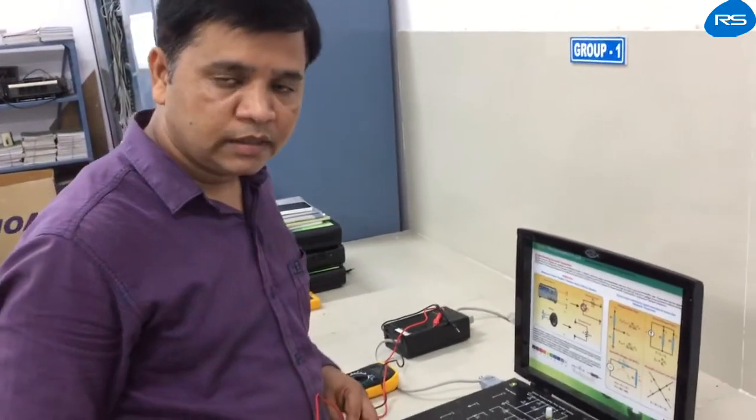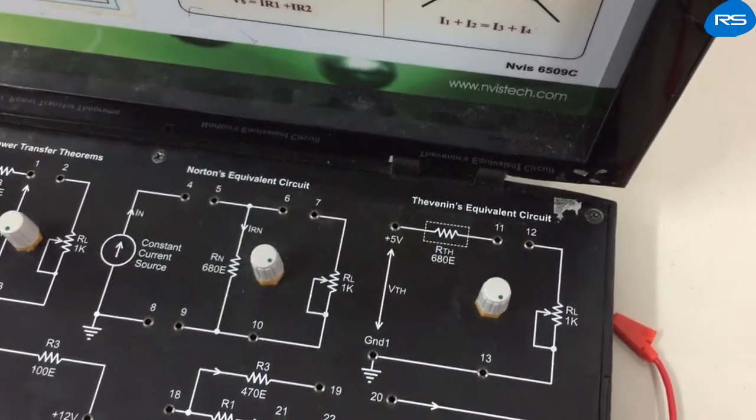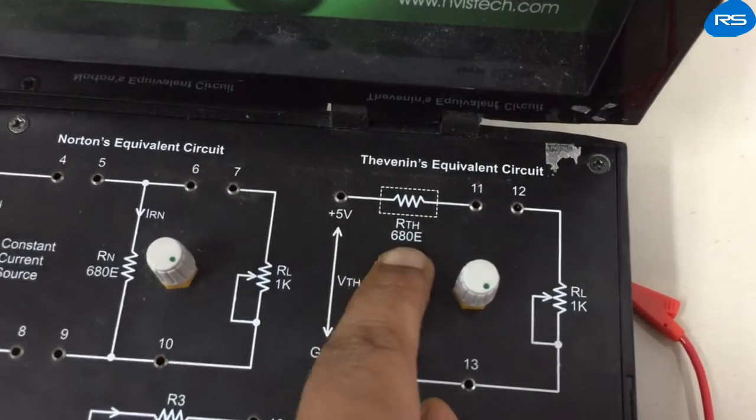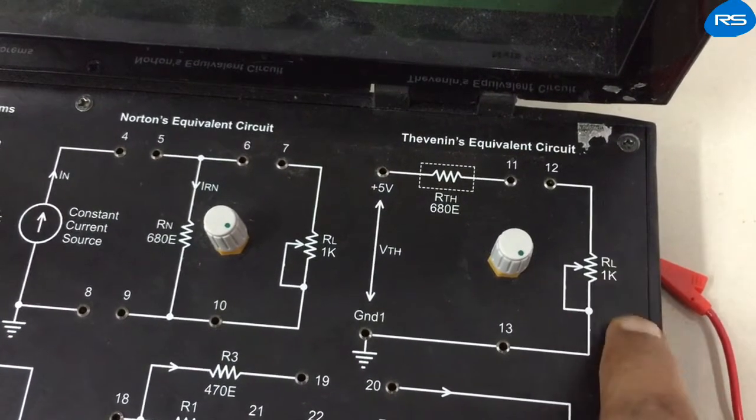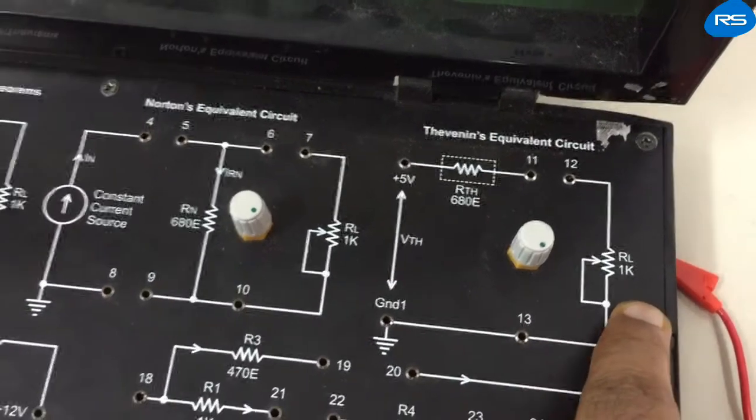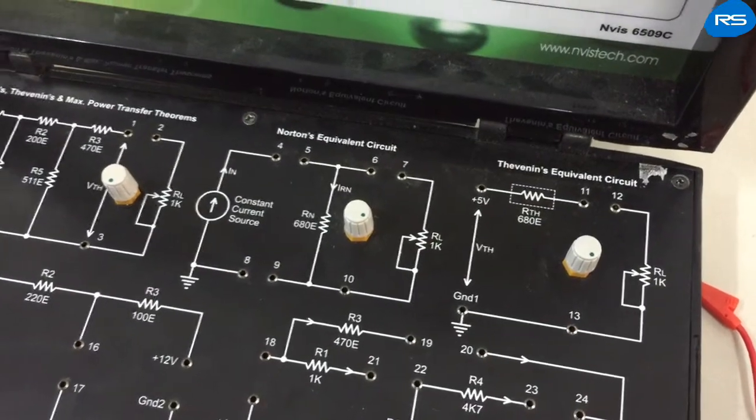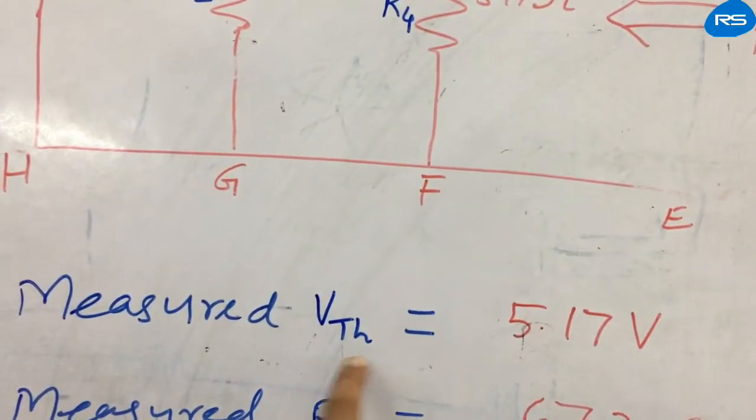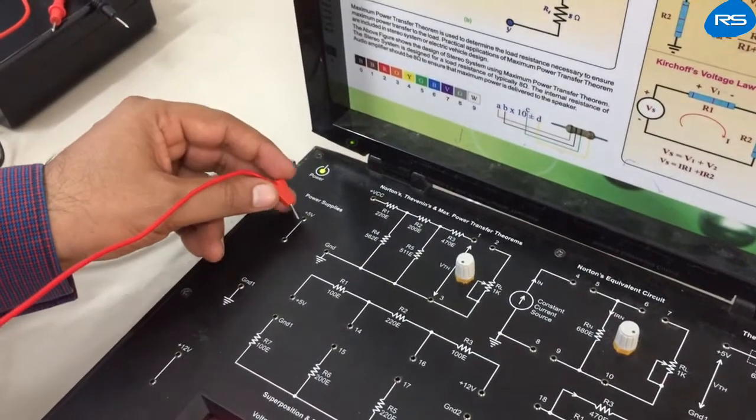We will try to measure load current in the equivalent circuit, that is the Thevenin equivalent circuit. We have this Thevenin equivalent circuit. It has a Thevenin equivalent resistance of 680 ohm inbuilt, a variable load resistance having values varying from 0 ohm to 1 kilo ohm, and there is a port for giving the power supply. So for this particular circuit we have already calculated the VThevenin, that is equal to 5.17 volt. So approximately the power supply that is available in this kit is of the same value.